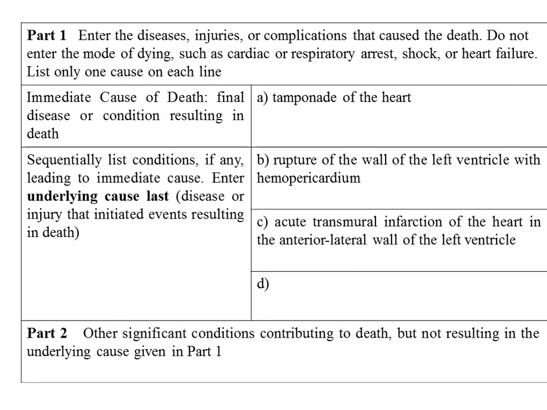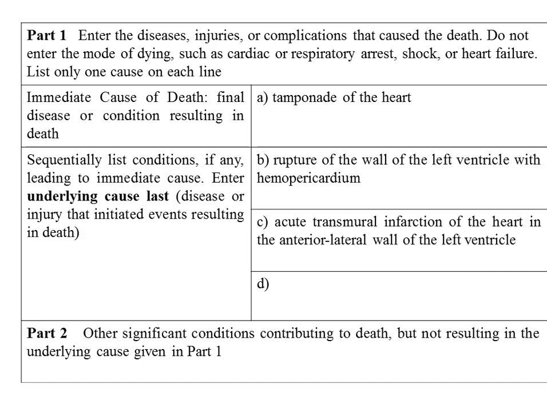The first part: enter the disease, injuries or complication that caused the death. Do not enter the mode of dying, such as cardiac or respiratory arrest, shock or heart failure. List only one cause on each line. It's divided into A, B, C, D. A is the immediate cause of death, the final disease or condition resulting in death. B, C and D sequentially list conditions, if any, leading to the immediate cause. Enter the underlying cause last: the disease or injury that initiated the events resulting in death.